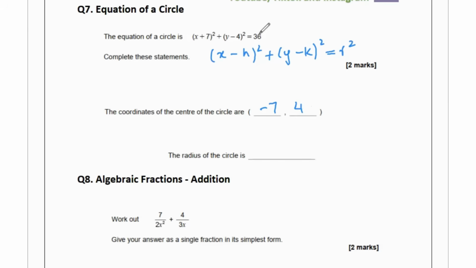For the radius, we know we take the square root of this value. So root 36 is plus minus 6. But since the radius cannot be negative, we will use positive 6.